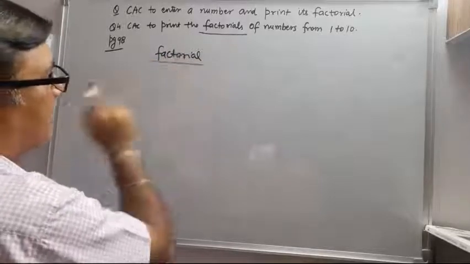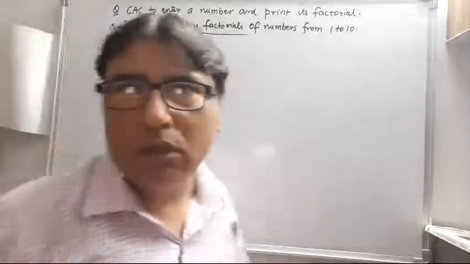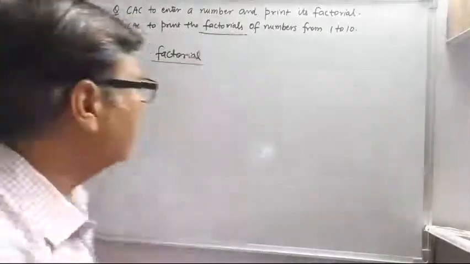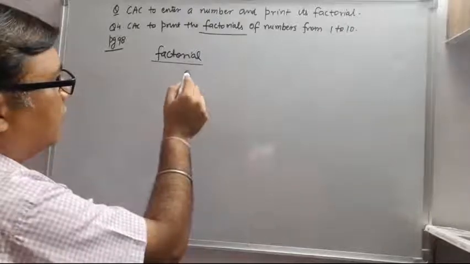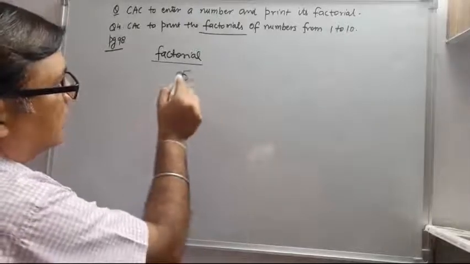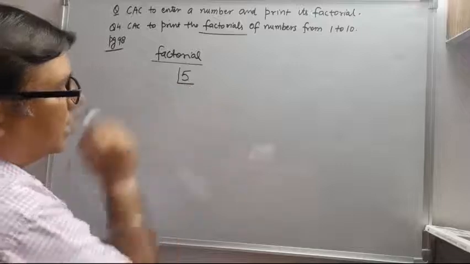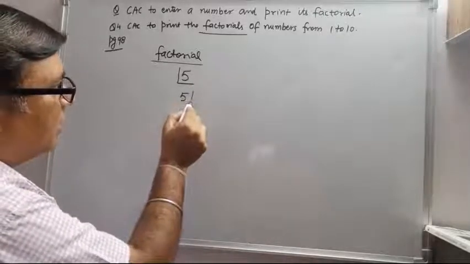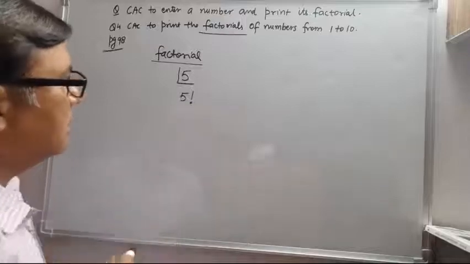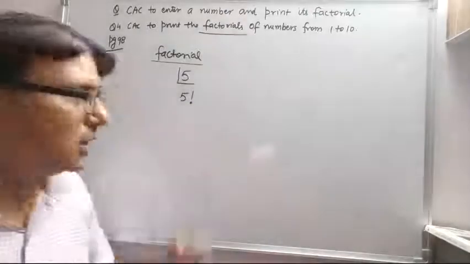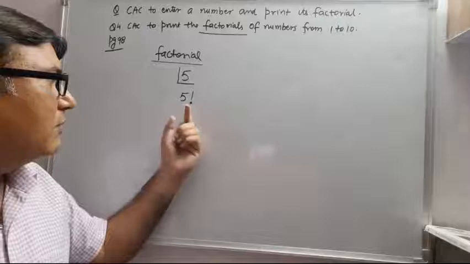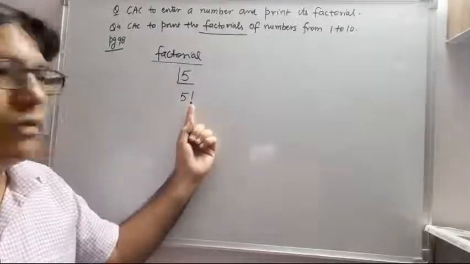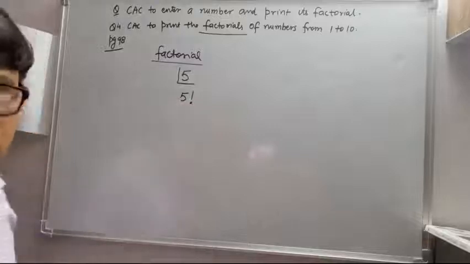Factorial of a number is the multiplication of all numbers starting from 1 to that given number. Suppose for example the number is 5. In mathematics we write factorial like this, but in computer we write 5 and this exclamation mark. Wherever this exclamation mark is written with the number, that means it is going to find out the factorial of that number.